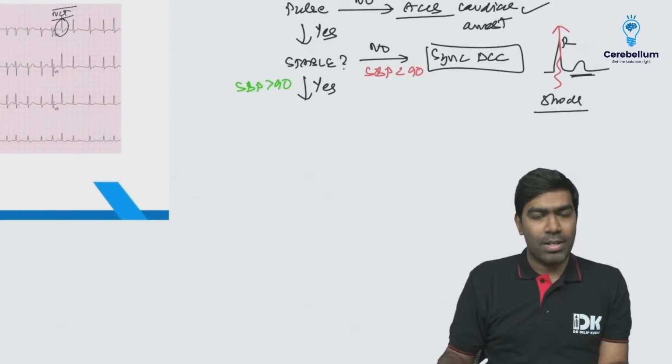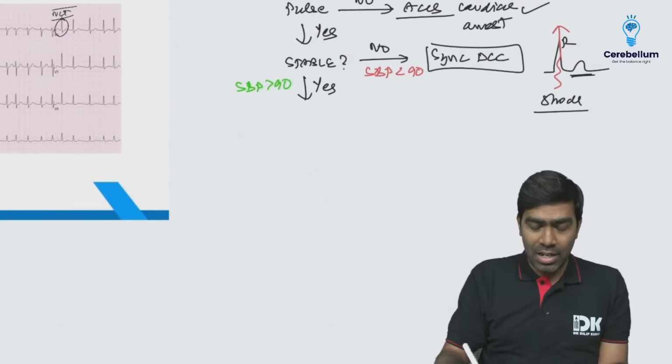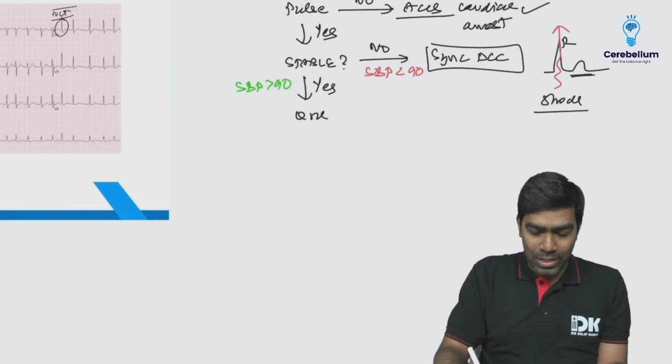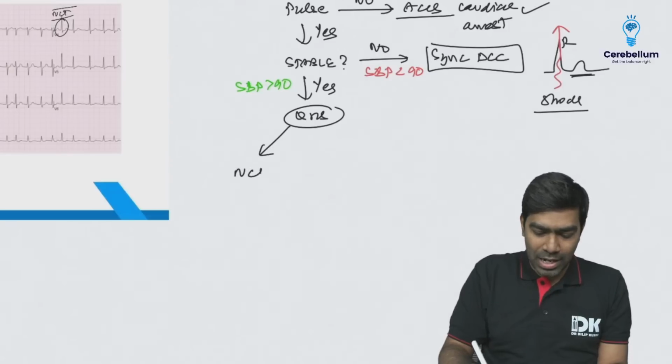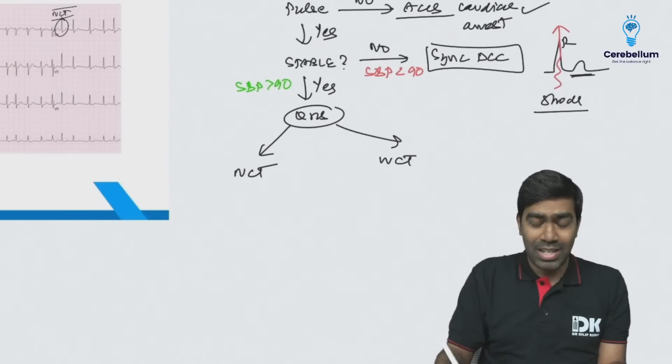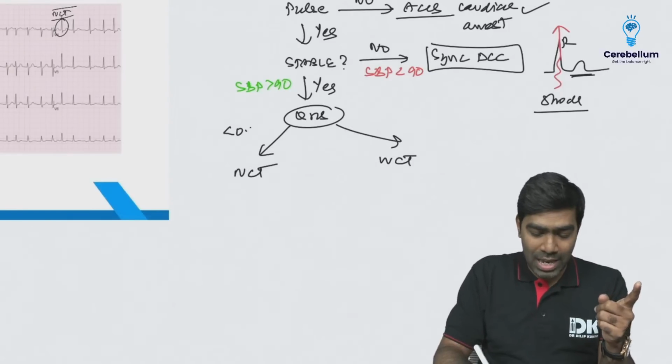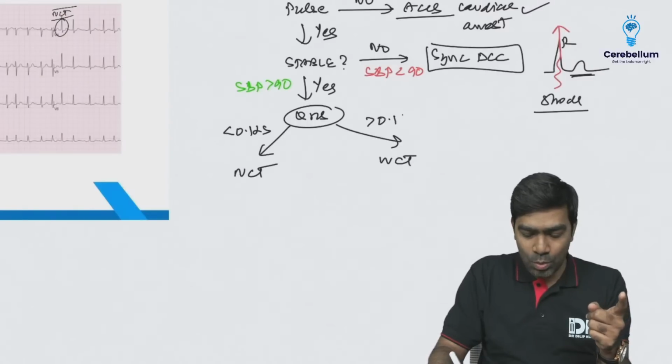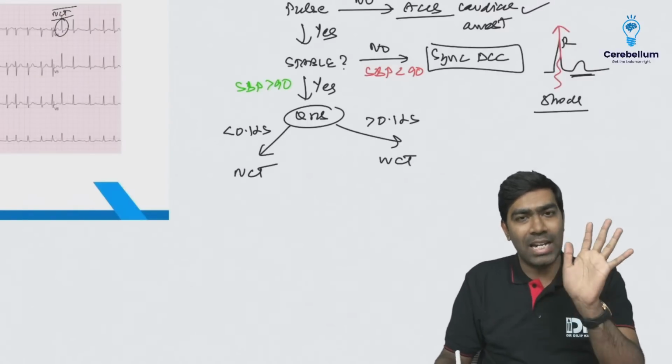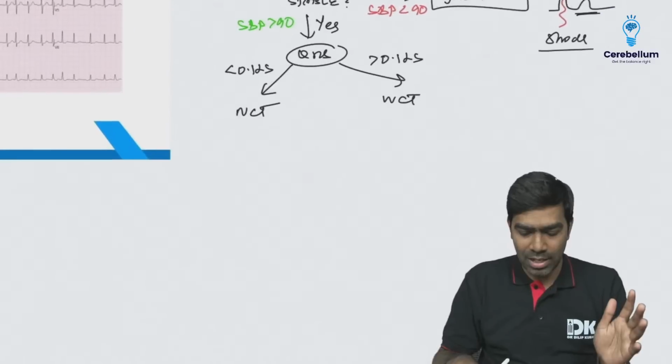Okay, alright. So if the patient is stable, yes, then you can proceed to drug. See the QRS width, whether the patient is having a narrow complex tachycardia or wide complex tachycardia. Remember, the definition is QRS width of less than 120 milliseconds or more than 120 milliseconds. In children, it is 90 milliseconds, 0.09. But in adults, it is 120.